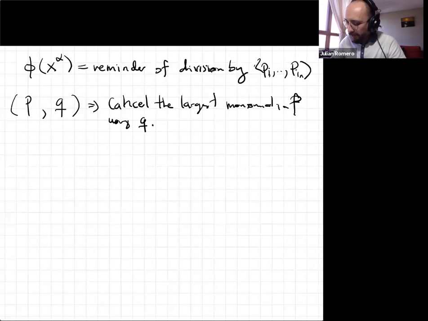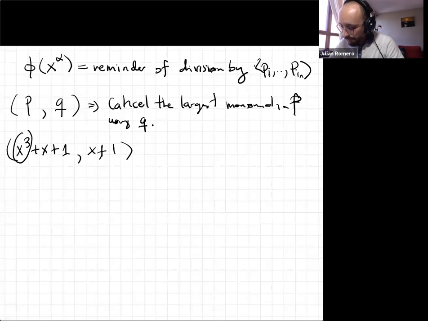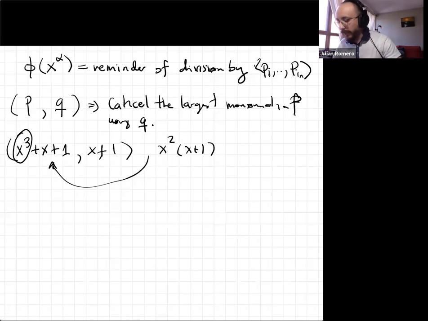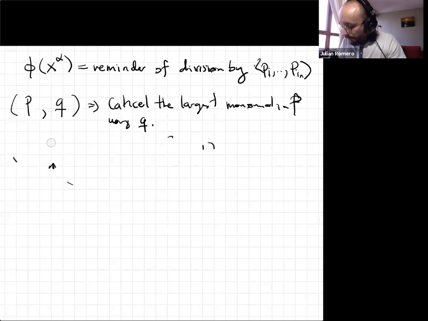For instance, how do you divide x^3 plus x plus 1 by the polynomial x plus 1? The thing that you do is you try to first eliminate this guy over here, which is the largest one, right? So you multiply it by x squared, x plus 1, and then you subtract this guy over here. This is what you do in one variable calculus. But when you have many variables, you have to define an order of the monomials, because now our polynomials look like the following.